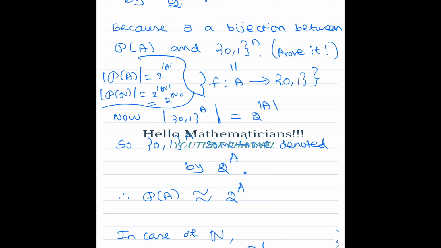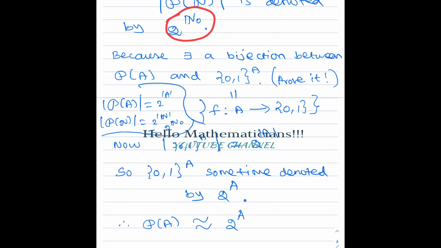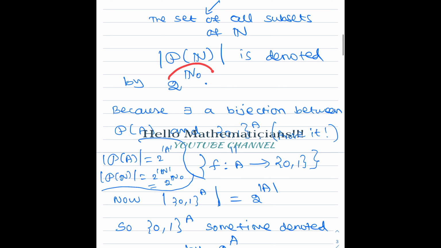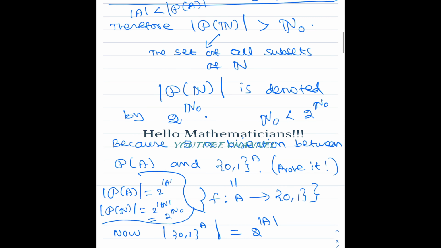As we said here, there is a bijection between the power set of A and 2 power A. So far we have just defined the meaning of 2 power aleph naught. What is 2 power aleph naught? It is nothing but the cardinality of the power set of N. And also what we have proved is that aleph naught is strictly less than 2 power aleph naught. Why? Because this is the cardinality of natural numbers, this is the cardinality of the power set of natural numbers, and by Cantor's theorem a set and its power set cannot have the same cardinality. Therefore the number aleph naught is strictly less than the number 2 power aleph naught.